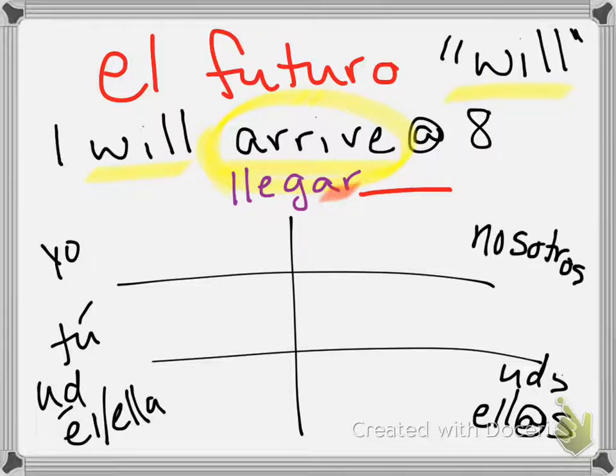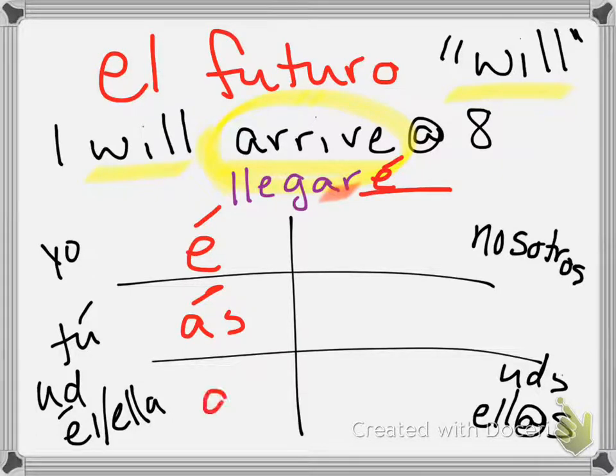So if it's yo, it's going to be an é. So this sentence then would be llegaré a las 8. Okay, it's one word, llegaré. One word, not two separate words. Tú, if you are arriving, it is ás. Okay, note we have this tilde, and that just means emphasis, right? So when I say the word, I'm putting my emphasis on that A. So tú, llegarás. One word, llegarás.